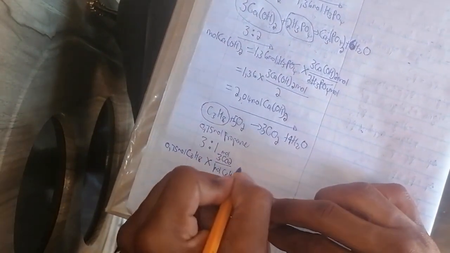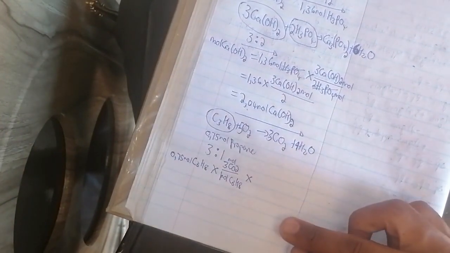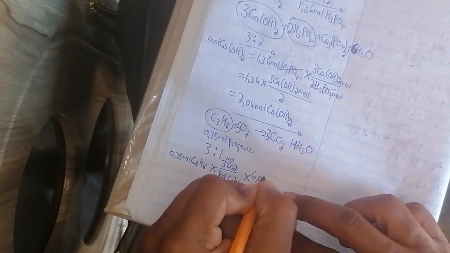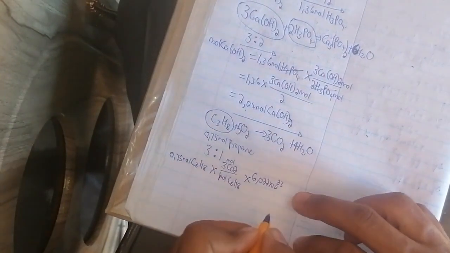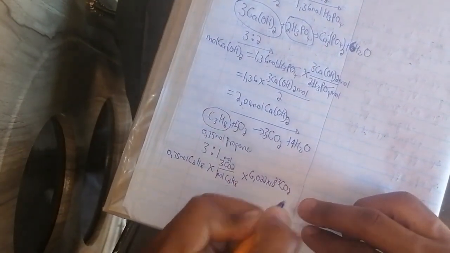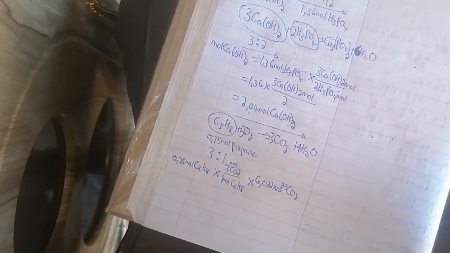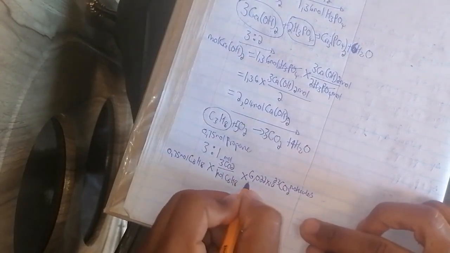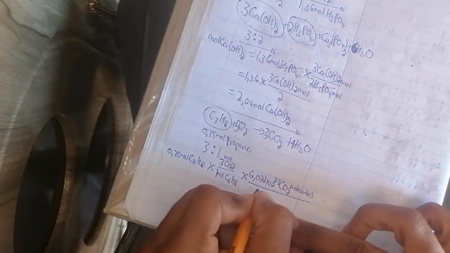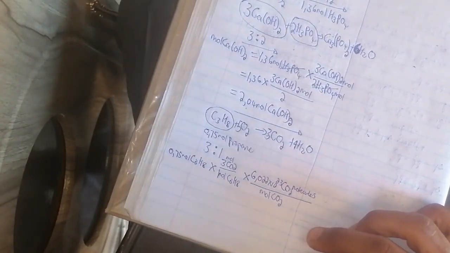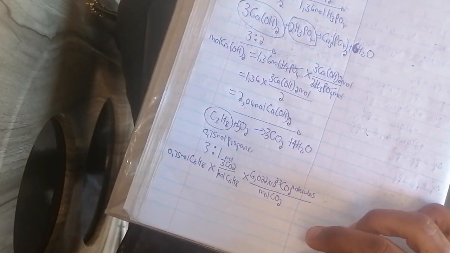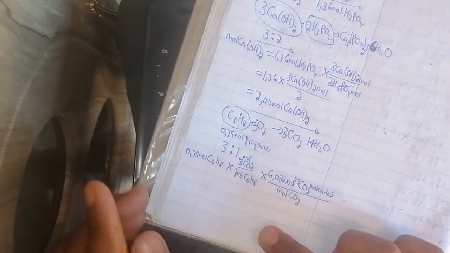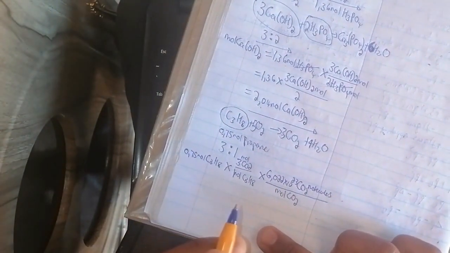Very, very important. And because we are looking for the number of molecules, therefore, you will multiply this by the Avogadro's number, which is 6.022 times 10 exponent of 23 CO2. Remember, we are requiring how many carbon dioxide molecules. So let me just say molecules, and I will divide this by 1 mole of CO2. Very, very important. Why am I doing this? Remember what we are doing here. So what we will have in here is the following.